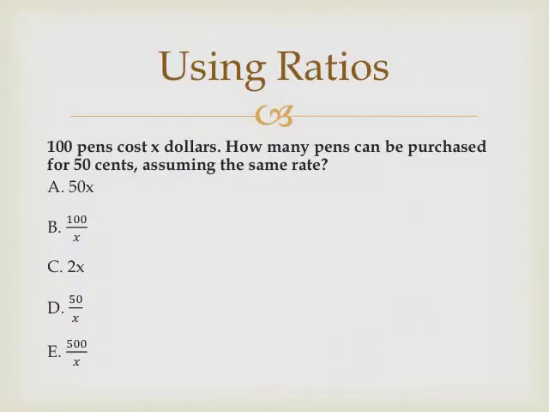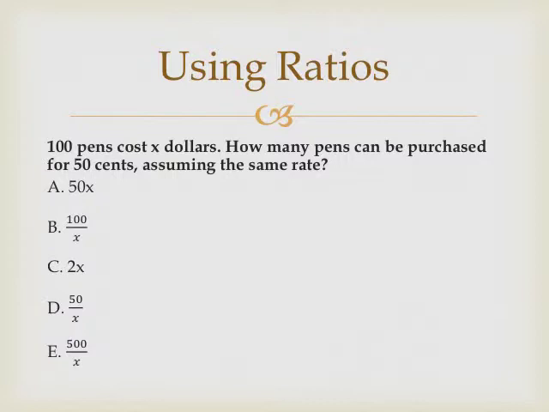Looking through the questions we're going over, I think this one is probably the most difficult one, because it's very hard to understand what's going on. 100 pens cost X dollars. How many pens can be purchased for 50 cents, assuming the same rate? That seems incredibly difficult. If I were told I wasn't allowed to use a ratio, it would take me much longer and I'd have a very hard time with this problem.